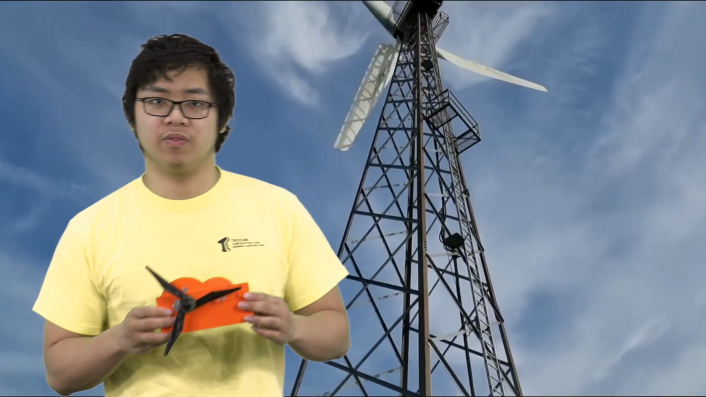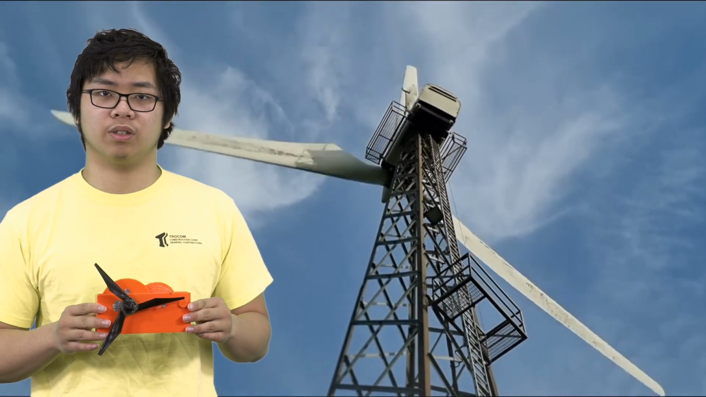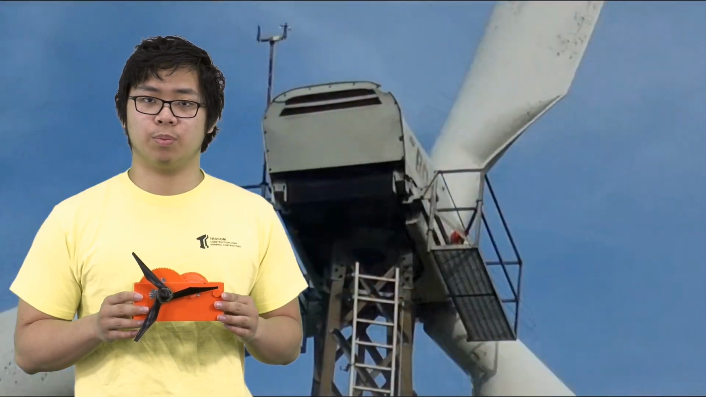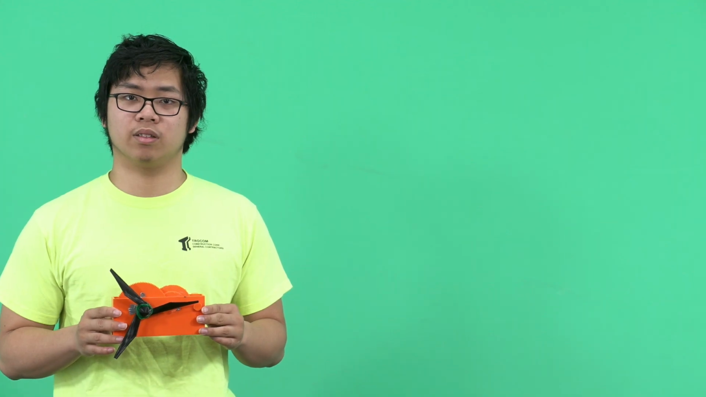To make this happen, we investigated the geometry of gears: profile, pressure angles, tooth profiles, addendum, and dedendum. We selected a pressure angle of 20 degrees as it is an industry standard. Equation 13-11 was used to determine the minimum number of teeth on the pinion without interference, which was determined to be 16. Therefore, to allow for error, we selected 17 as the number of teeth.